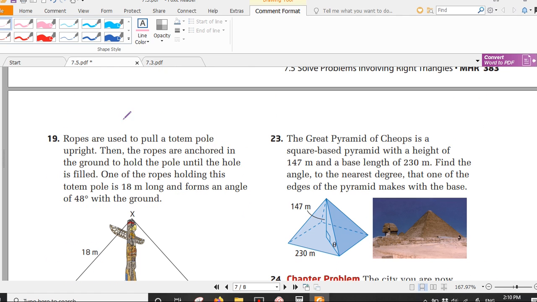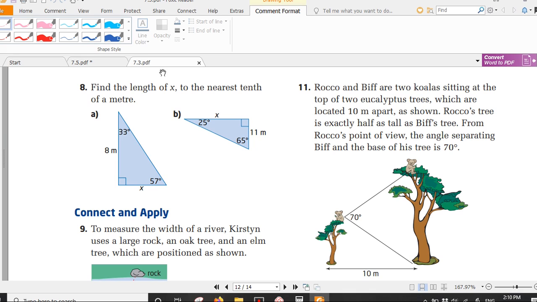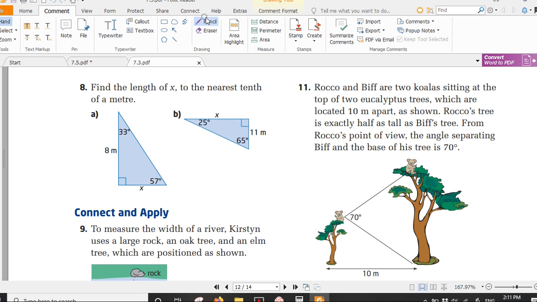And I think you had another question down here, or was it 7.3? Yeah, okay. So this question here, I can't remember what your question was regarding this one, but it is talking about 2 koalas sitting on top of 2 trees, which are located 10 meters apart. Rocco's tree is exactly half as tall as Biff's. The important thing to realize is because it's half as tall, this distance is the same as this distance, and I also know that's 10. So that means I know that is 90 degrees, and I know that will be 35, and that will also be 35.